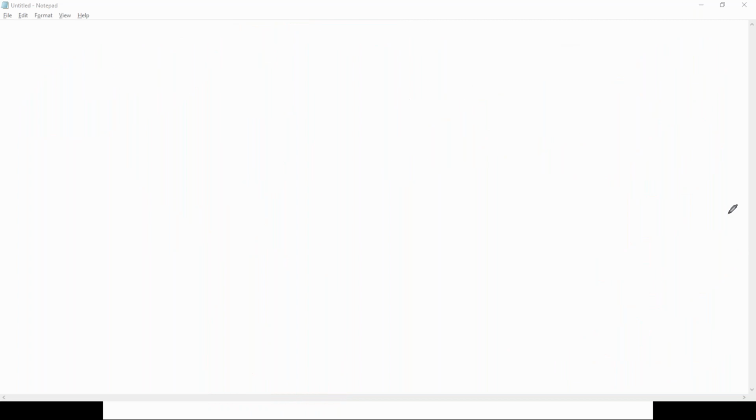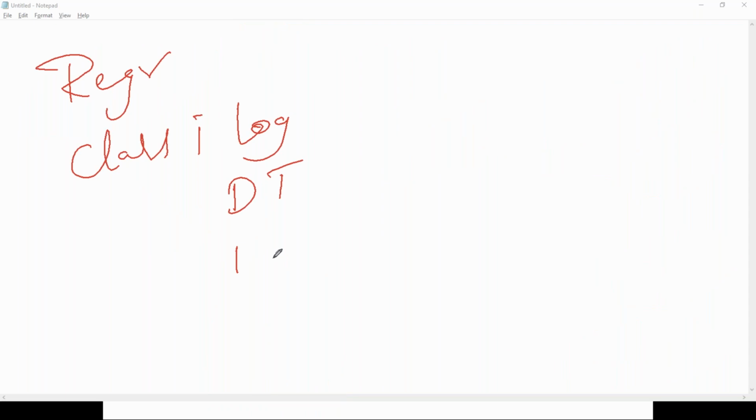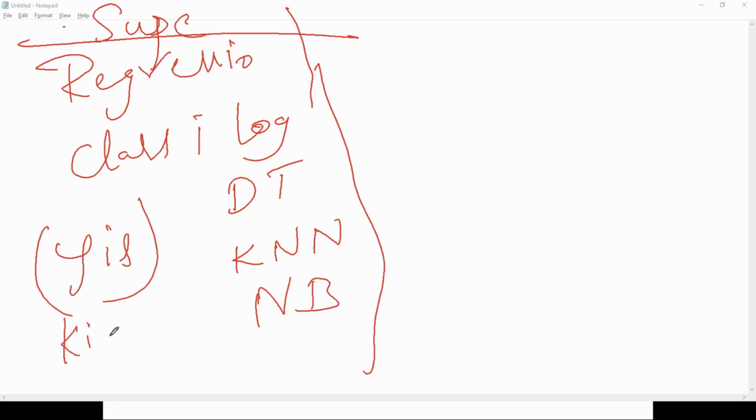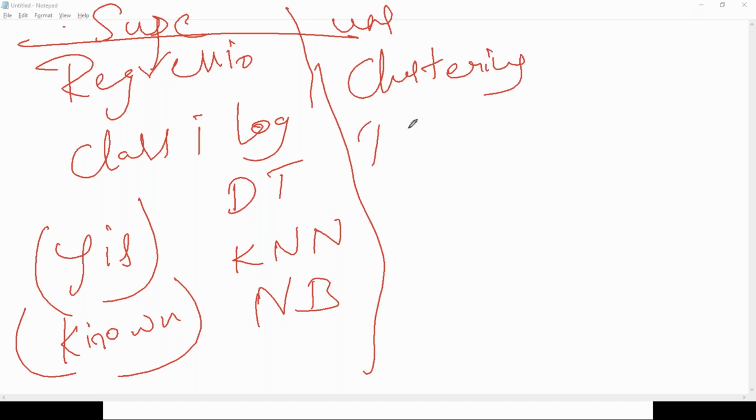Under supervised learning, we have techniques like regression and classification algorithms such as logistic regression, decision trees, KNN, naive Bayes, like this. So these are some of the supervised learning techniques, because you know your output, your y is known. When it comes to unsupervised learning, we have techniques called clustering, dimension reduction techniques, and association rules, and we have some other techniques.